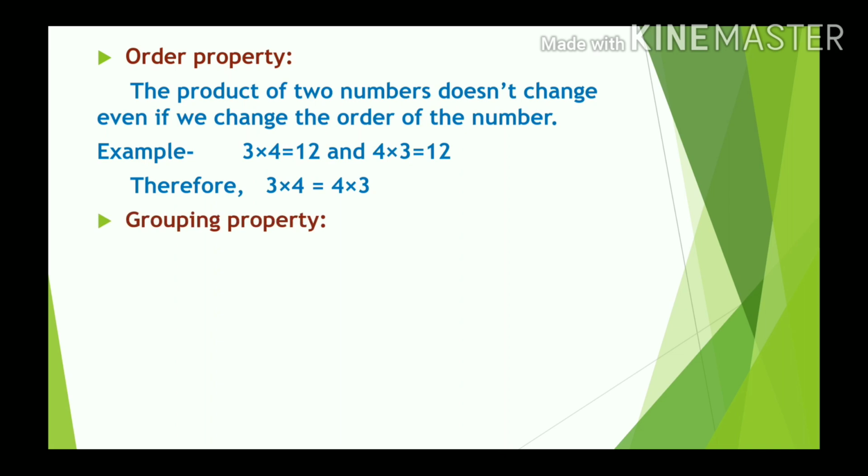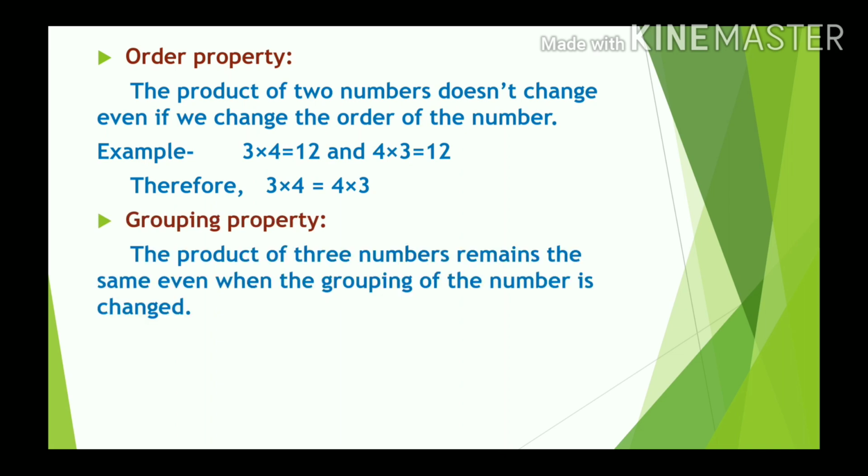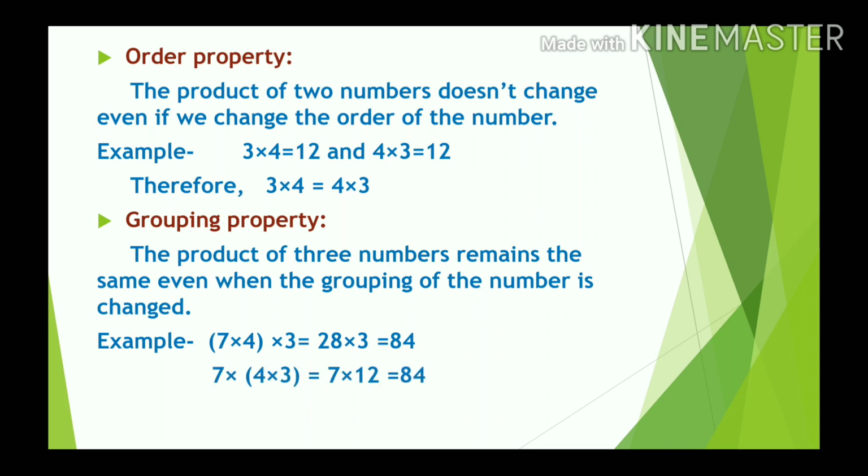Now, what is grouping property? The product of three numbers remains the same even when the grouping of the numbers is changed. For example, here 7 multiply 4 multiply 3. First we group 7 and 4. So first we multiply 7 into 4, which is 28, and then we multiply 28 into 3. So we get 84.